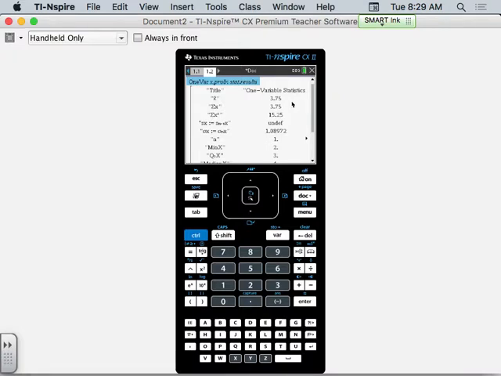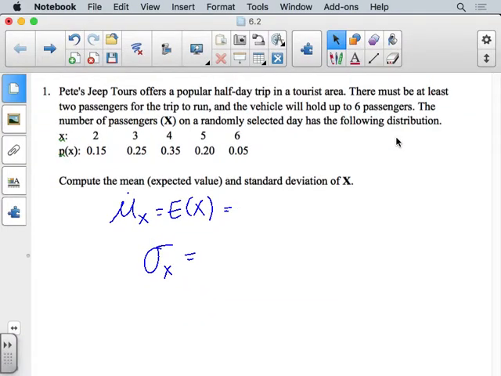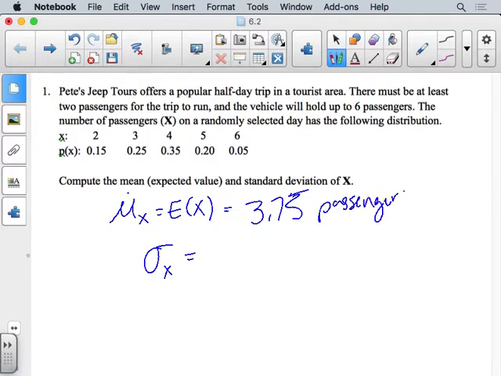Let's see. I got mean X bar of 3.75, standard deviation 1.08972. So the mean is 3.75, and I guess we're talking about passengers. So if we just observe Pete's Jeep tours and we did many random samples, we would expect about 3.75 on average. And then a standard deviation of 1.09.